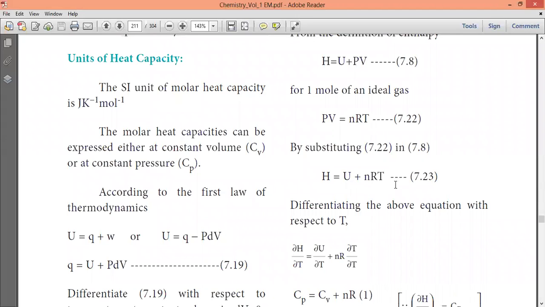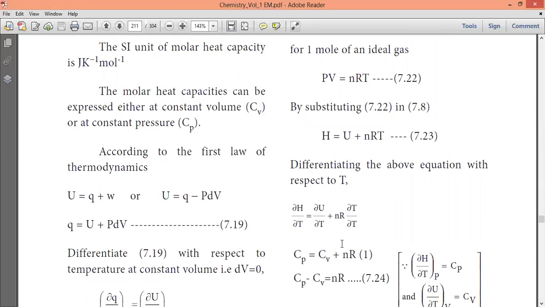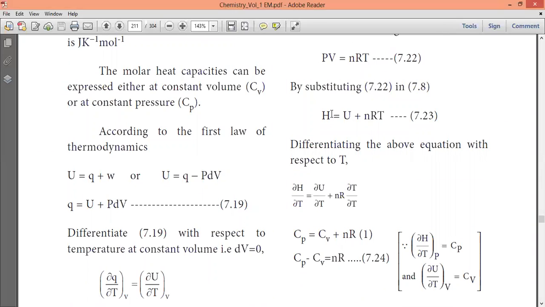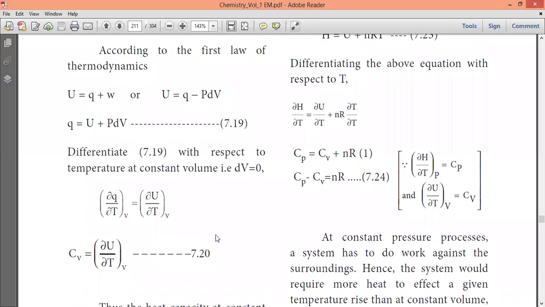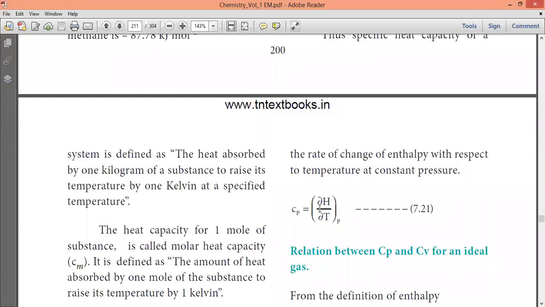Now we have to differentiate this equation. When we differentiate with respect to temperature, we get dou H by dou T equals dou U by dou T plus n R dou T by dou T. So this gets cancelled and becomes 1. This dou H by dou T refers to Cp, the heat capacity at constant pressure.